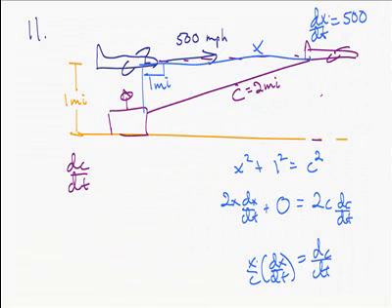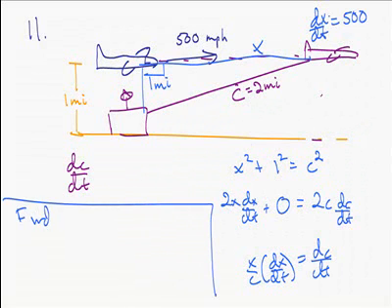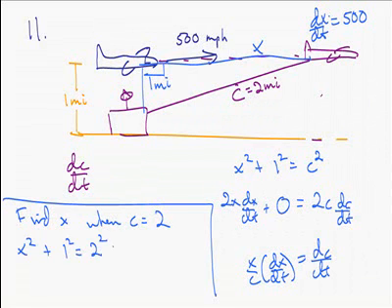Now we need to find x. Well, we need to find x when c is equal to 2. So over here, we want to find x when c is equal to 2. So we're going to have x squared plus 1 squared equals 2 squared. Alright, and so we're in business then. x squared plus 1 is equal to 4. x squared is 3. x is the positive square root of 3. Here, since we know x represents a distance, x is the positive square root of 3.